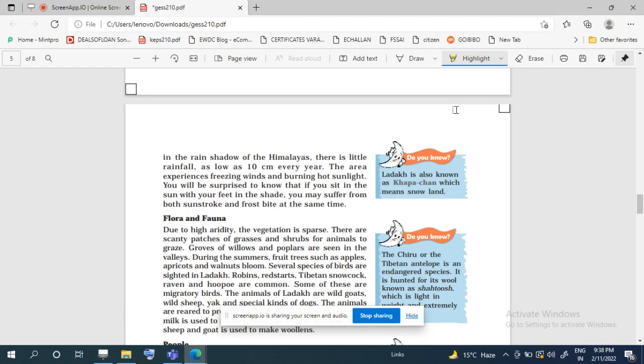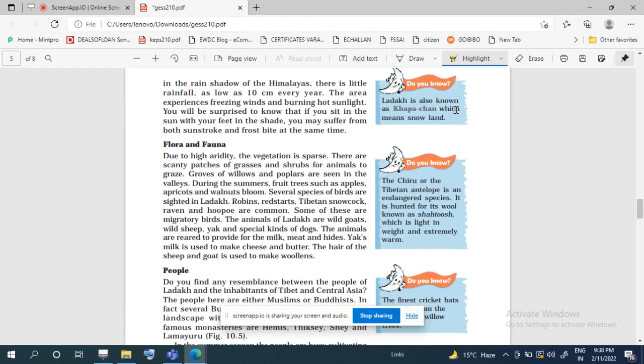एंड रेन नहीं होता है यहाँ पर बिल्कुल भी. वाई? लिटिल रेनफॉल होता है. वाई? बिकॉज इट फॉल्स इन द रेन शेडो ऑफ द हिमालयाज. हिमालय के रेन शेडो में ये पड़ता है. ठीक है. एंड एवरी ईयर जो रेनफॉल है दैट इज मैक्सिमम 10 सेंटीमीटर. एंड द एरिया एक्सपीरियंस फ्रीजिंग विंड, बहुत ही फ्रीजिंग ठंडी हवा, और बर्निंग हॉट सनलाइट. दोनों एक साथ चलते हैं. एक तरफ फ्रीजिंग विंड है और दूसरी तरफ बर्निंग हॉट सनलाइट है.